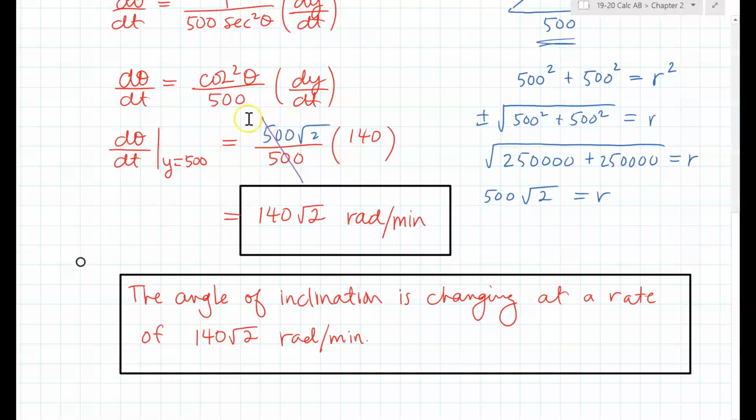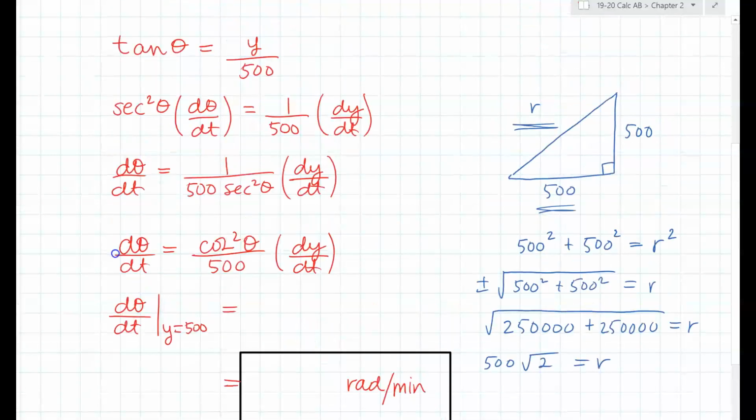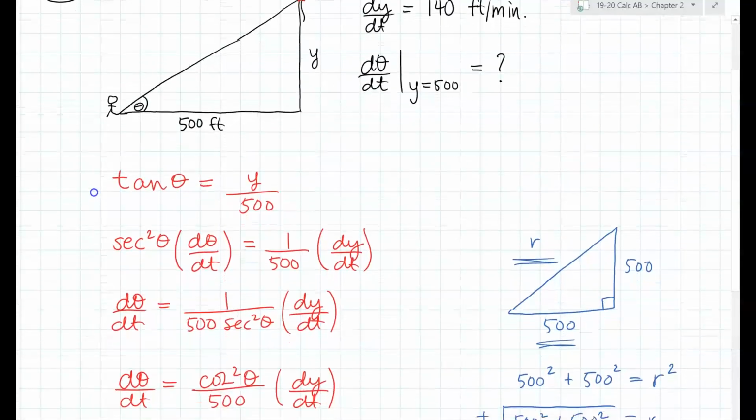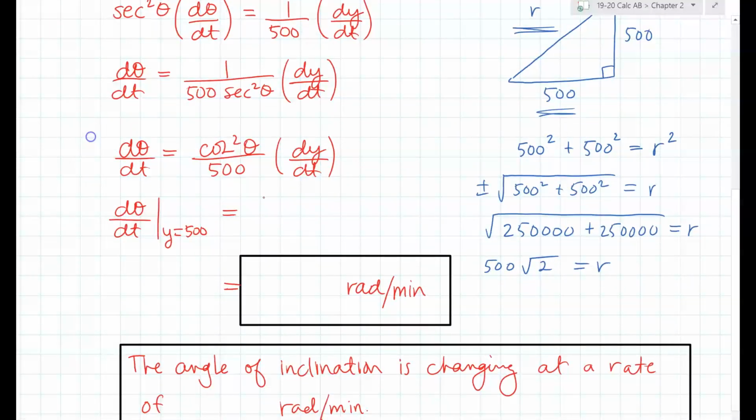Hopefully I can fix it and not erase the boxes. Yeah, I just realized right now, I'm like, that doesn't seem right. But let's see if maybe we can just do that real quick. So it's supposed to be 500 radical 2. Hold on. Cosine theta would be 500 over, times 140.